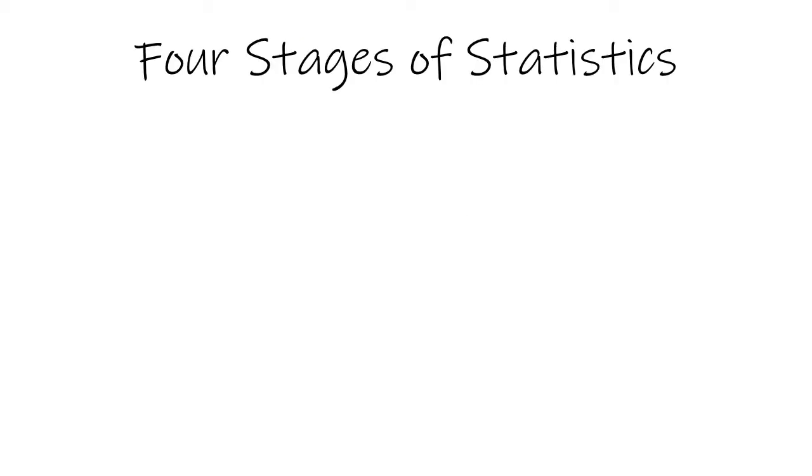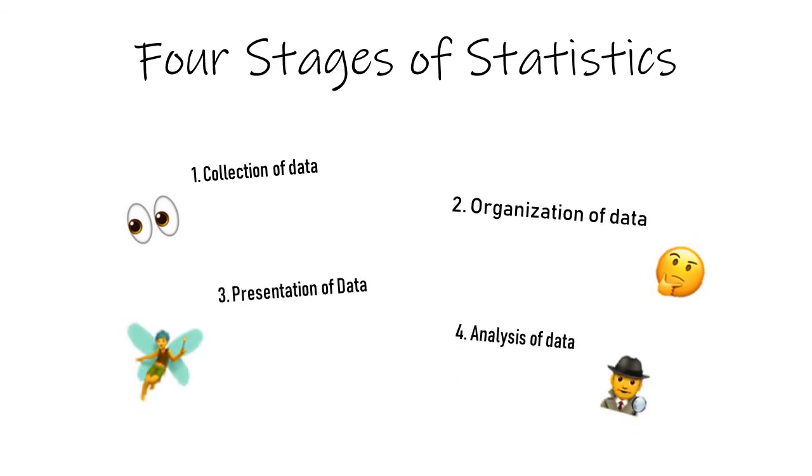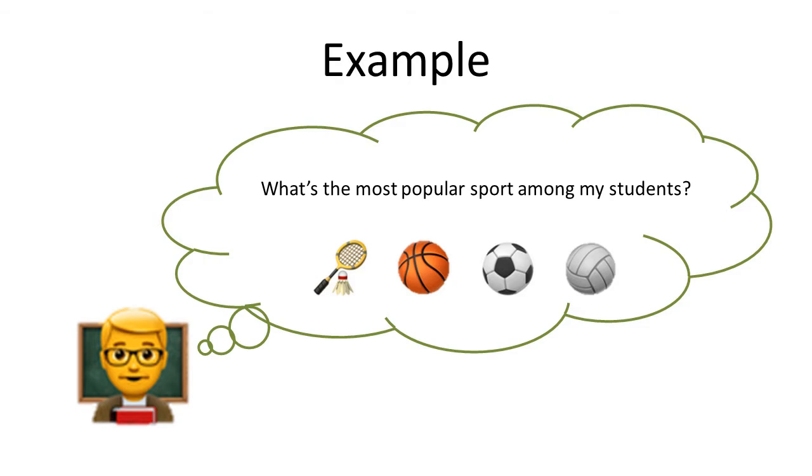Since they are so important, let's look at an example so you can better understand the different stages of statistics. Generally, there are 4 stages, which include collection, organization, presentation, and analysis of data. Let's look at an example together.